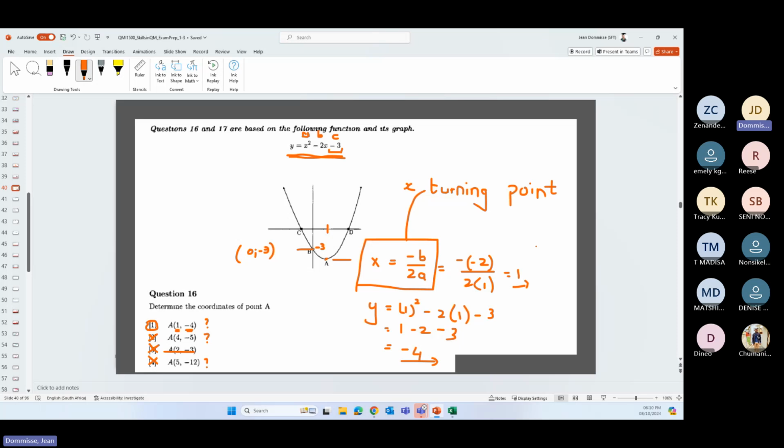they also sometimes name it the vertex, which is, I want to say, not proper English, because again, English is not my first language. So they sometimes call it the vertex as well. But basically it's the turning point. So that is page 159 in your study guide.